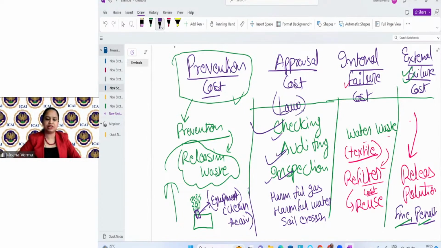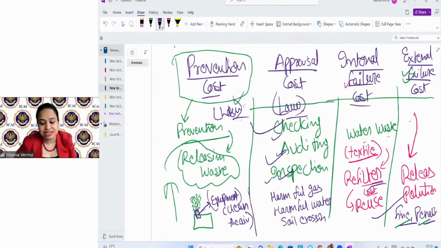The law has been made. This is also the requirement of law. The government has made such laws that you should put cleaning equipment, clean the water, reuse it, clean the air, then release it in the environment. The government has actually made a lot of laws to ensure that these companies do not release harmful gas or water in the environment. So these are all part of law. The company will have to implement such filters, which filter the air and the water. This all comes under internal failure cost.